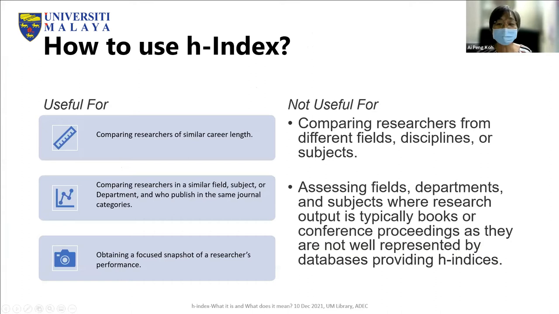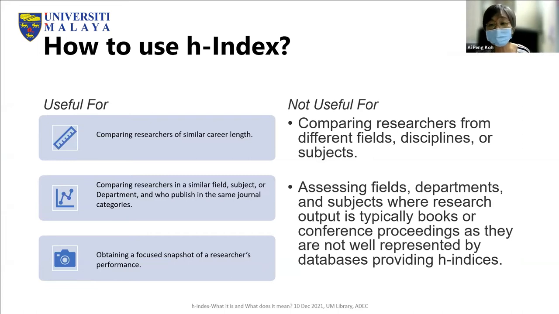So how to use the H index? As you know what the H index is, how are we going to use it? It is useful if you are comparing researchers of similar career length, okay? It's also useful if you are comparing researchers in a similar field, subject, or department, or who publish in the same journal categories, or you just want to obtain a focused snapshot of researchers' performance.